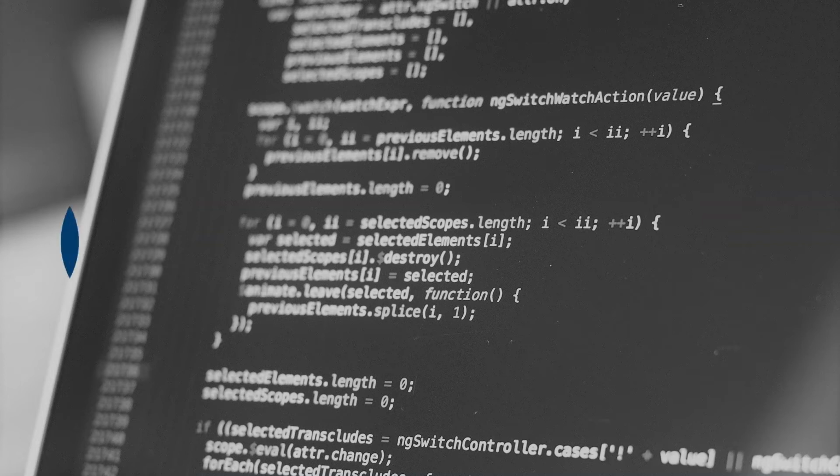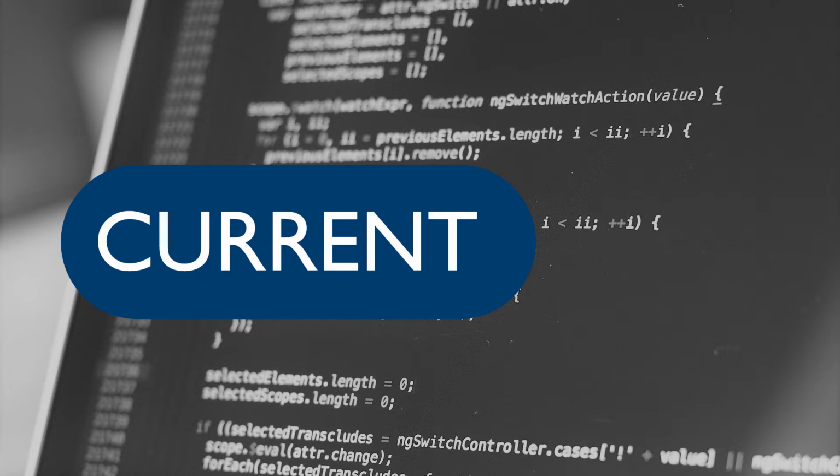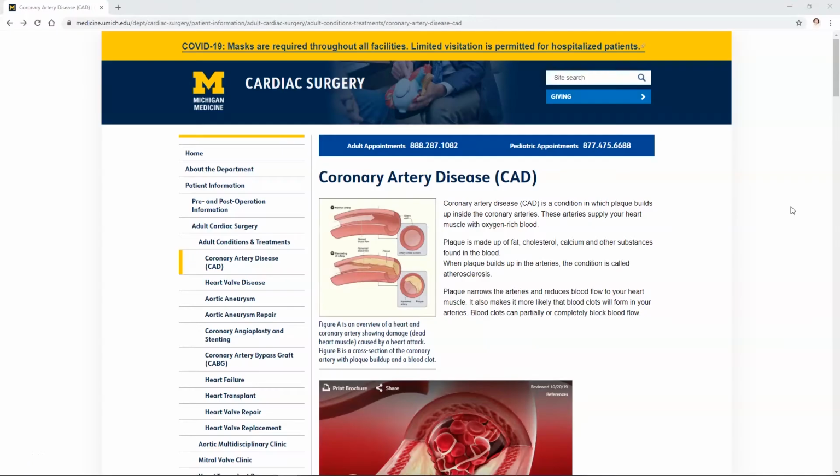Next, we ask, is the information on this website current? Can we find a date that the page was made or updated? And how up to date does our information need to be?